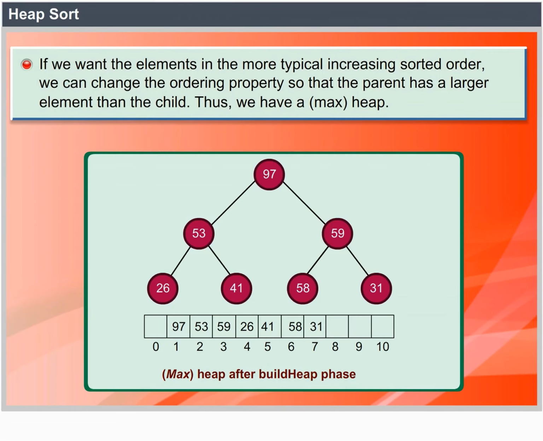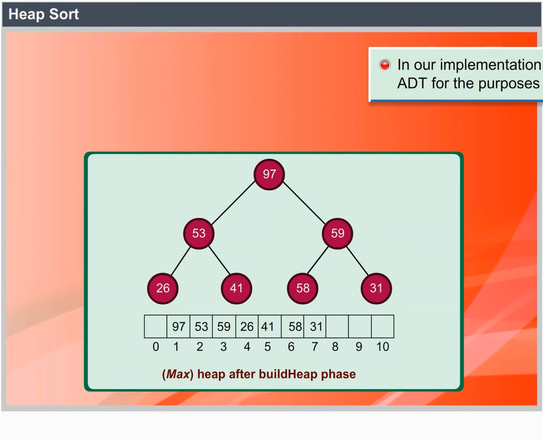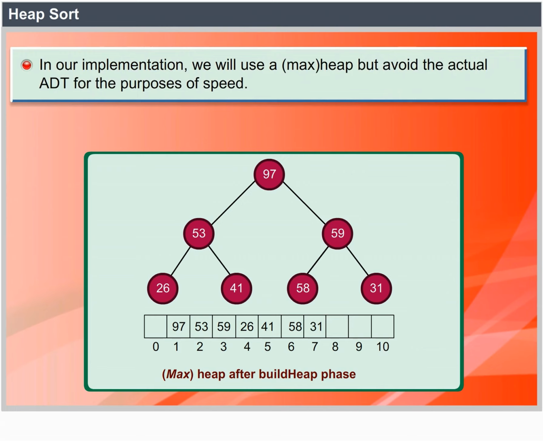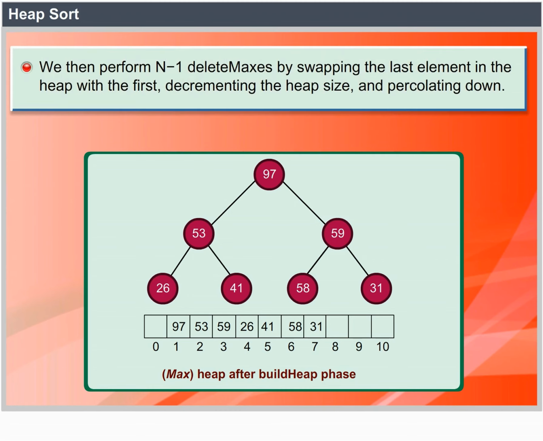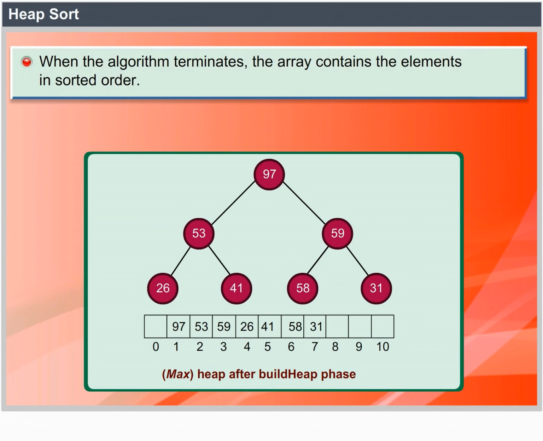If we want the elements in the more typical increasing sorted order, we can change the ordering property so that the parent has a larger element than the child. Thus, we have a max heap. In our implementation, we will use a max heap but avoid the actual ADT for the purpose of speed. As usual, everything is done in an array. The first step builds the heap in linear time. We then perform n-1 delete maxes by swapping the last element in the heap with the first, decrementing the heap size and percolating down. When the algorithm terminates, the array contains the elements in sorted order.